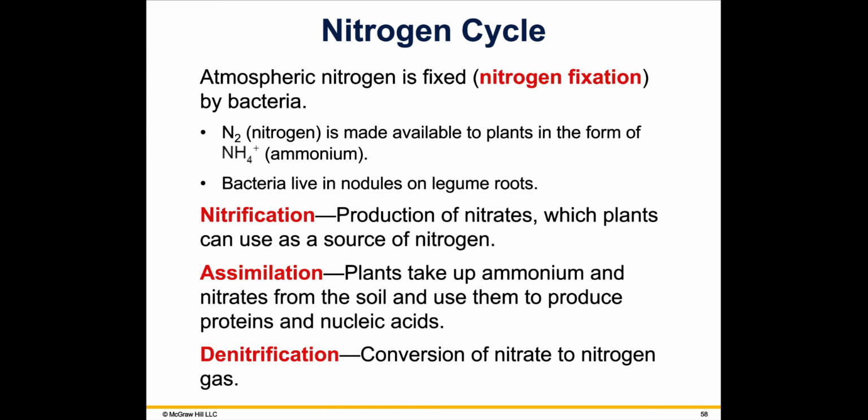Then there's the nitrogen cycle. Again, nitrogen has to be fixed by bacteria to be utilized by plants. There's nitrification, which is when I make nitrites. Then there is the assimilation. The plants take up that ammonia and nitrites from the soil and make proteins and nucleic acids. And then we, the consumers, eat those plants and get those chemicals as well. And then there's denitrification, which is converting nitrate to nitrogen gas.